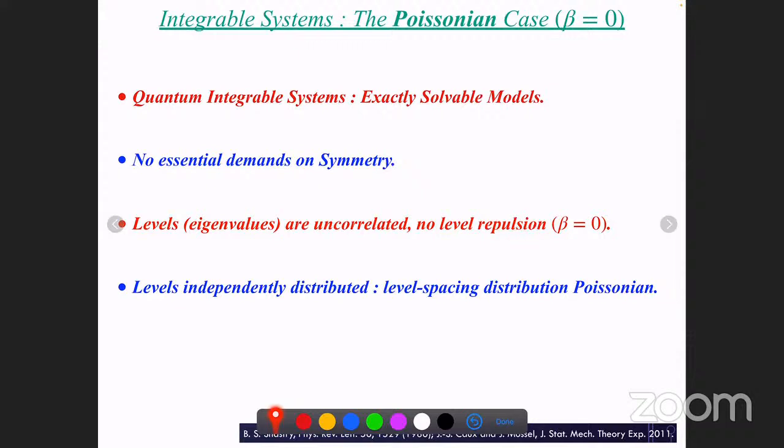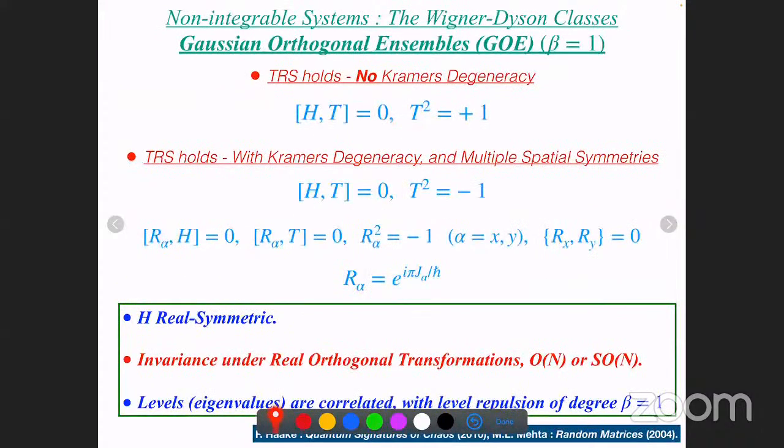There is no level repulsion, which is denoted by the index beta equal to 0. The levels are distributed independently, and the distribution of the level spacings is Poissonian. So it's basically the difference between two energy levels. Now I come to the three Wigner-Dyson classes.